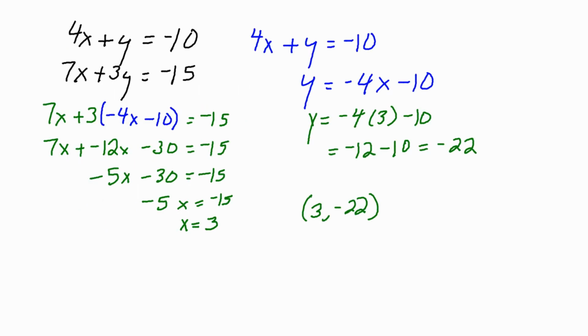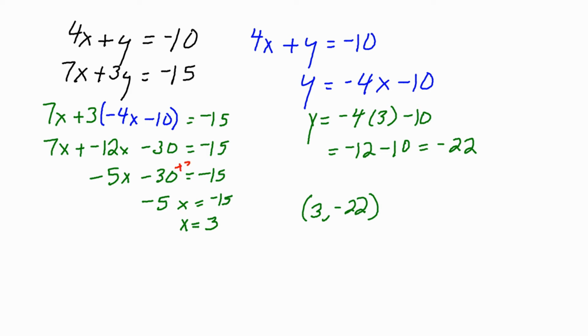So going back to our work, we have 7x plus 3 times (negative 4x minus 10) equals negative 15. So 7x plus 3 times negative 4x is negative 12x, and 3 times negative 10 is negative 30, equals a negative 15. 7 minus 12 is negative 5, so negative 5x is correct, minus 30 equals a negative 15.